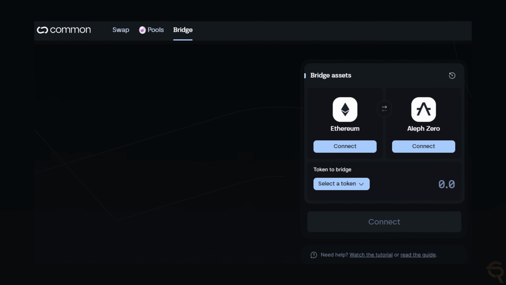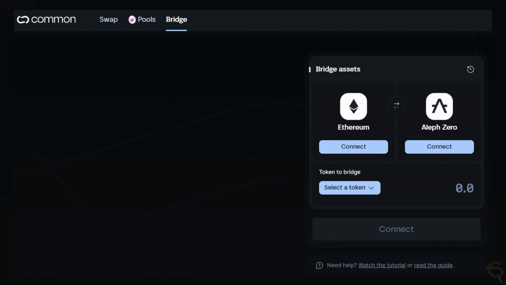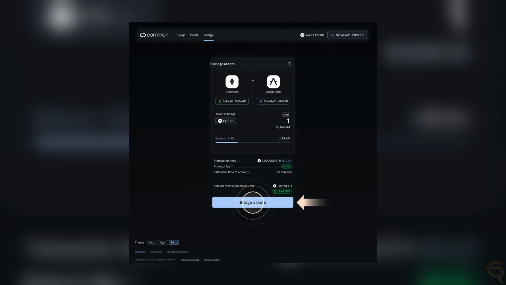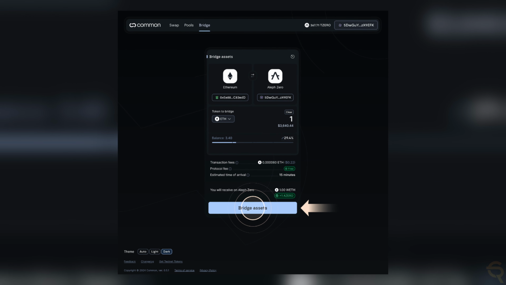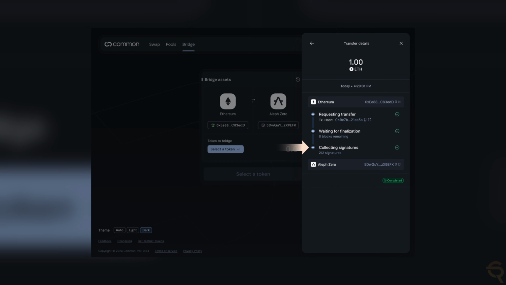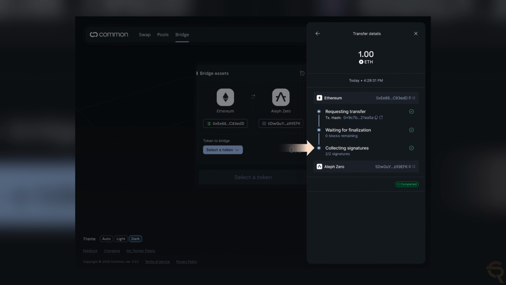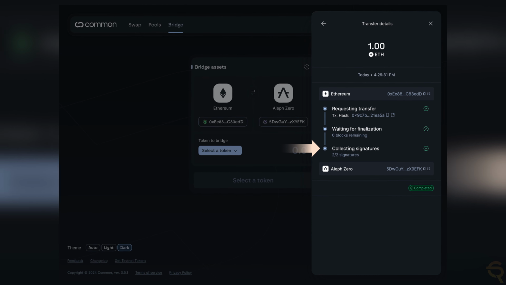One of the standout features of Common is its bridging infrastructure, and this aspect of the project is designed to foster interoperability between different blockchains, allowing assets to move seamlessly across various networks. By incorporating robust bridging mechanisms, Common expands the liquidity pool available to its users, thereby enhancing the overall liquidity and utility of the Aleph Zero ecosystem. And this bridging capability is crucial for ensuring that users have access to a wide range of assets and can easily transfer value across different blockchain platforms without friction.